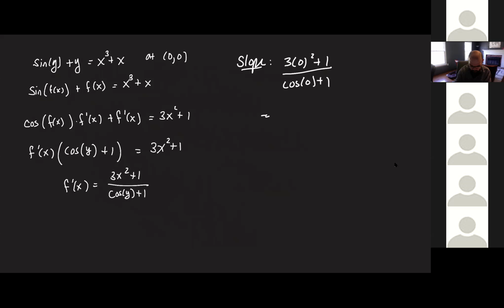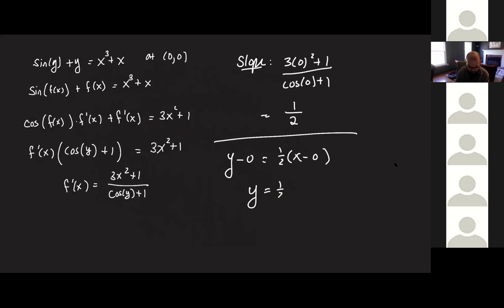And so the numerator is 1. What's cosine of 0? Cosine of 0 is 1. That's right. So you get 1/2. Okay, so what we should find here is when I find the equation of the tangent line, we would get y minus our y value, which is 0, is our slope, times x minus our x value, which is 0. And then we could graph this and say, hey, y equals 1/2 x.